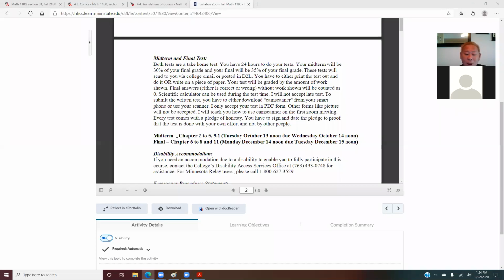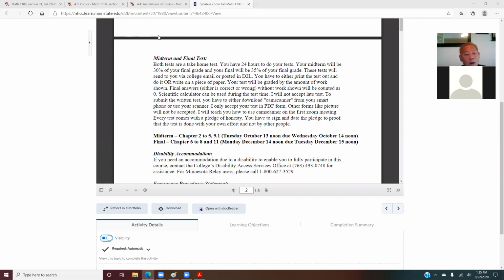So it does cover everything from the first day of class till chapter 5 and then 9.1. Everyone good with your midterm? And then your final is in December. Any questions, anyone? All good here. All right, if you do have questions, let me know. Again, if it's your first time using a scanner or CamScanner or whatever device, you scan and send it to me.